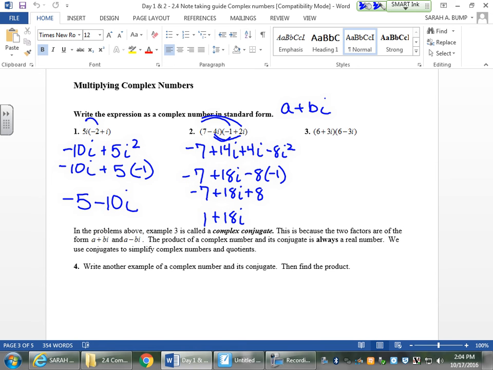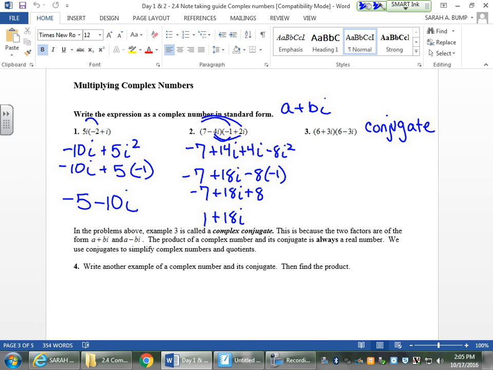The last one, before you guys try the multiplication on your own, I would like to write a vocabulary word next to this. These expressions are called conjugates, because if you look at them, it should follow the same format of a difference of two squares. The factors, or the imaginary numbers, are identical except for their signs. That's called a conjugate, when one's addition and one is subtraction, but everything else is the same.